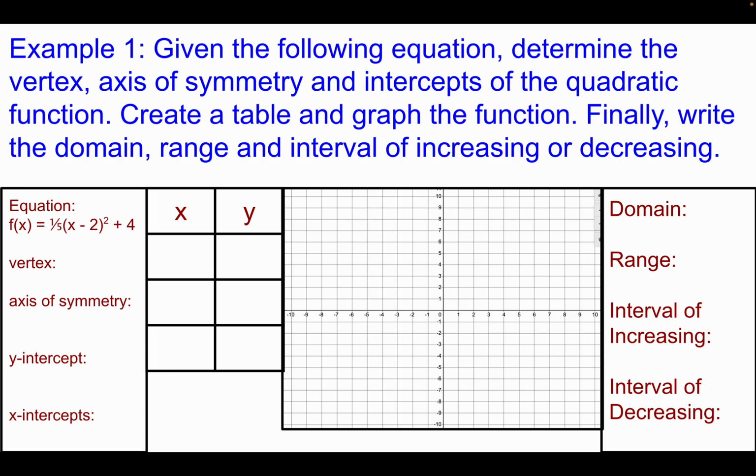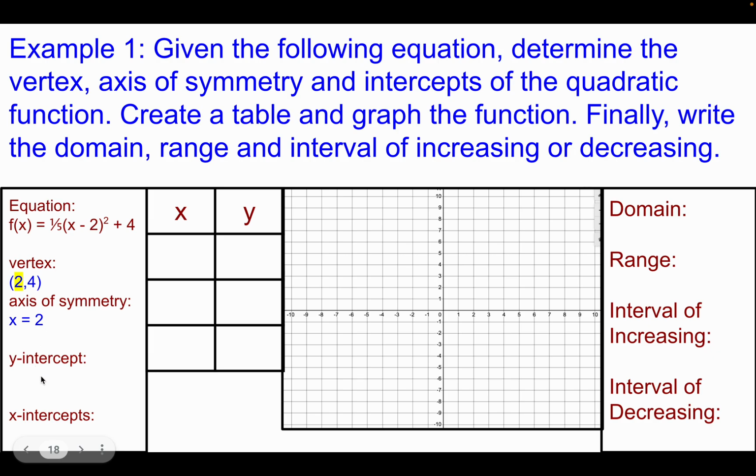Okay, let's start by identifying our vertex. We can get that from the -2 and the +4. So our vertex will be at (2, 4). And then this x value is our axis of symmetry. So the axis of symmetry is going to be x equals 2.